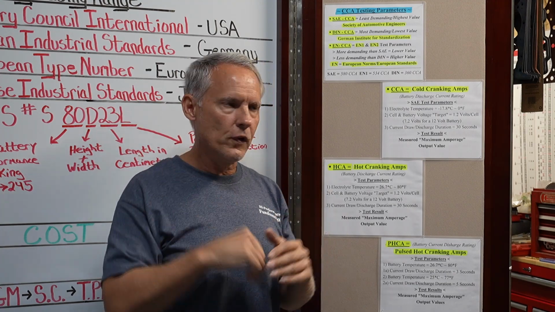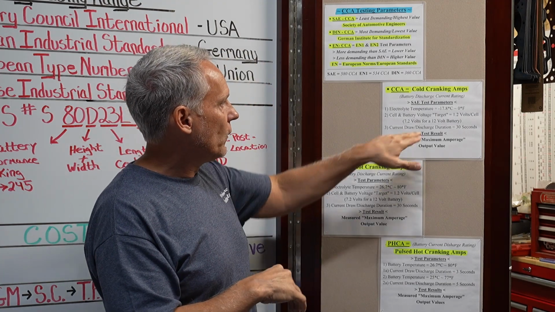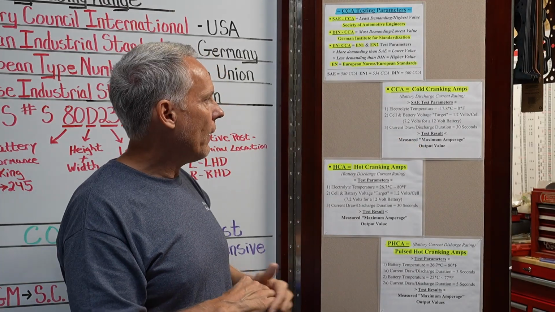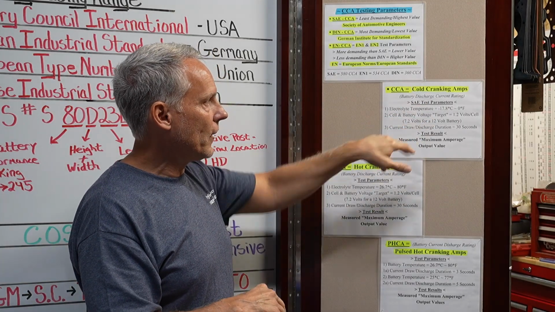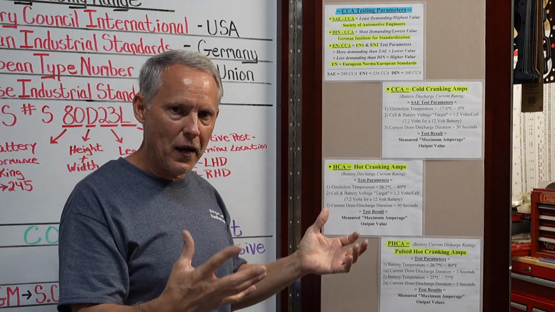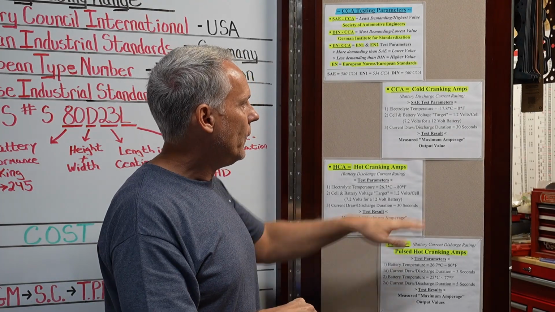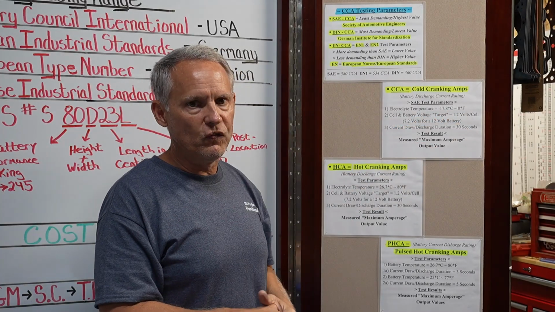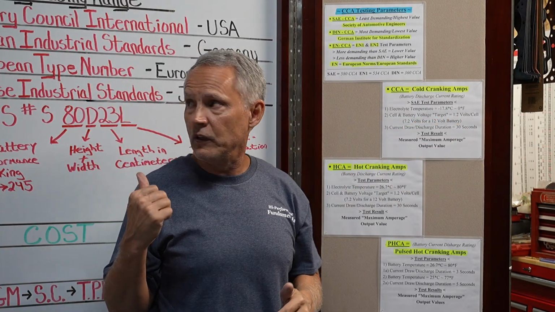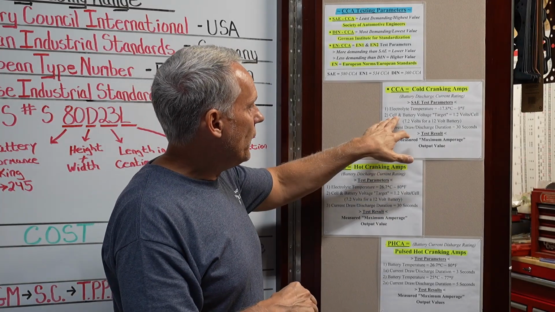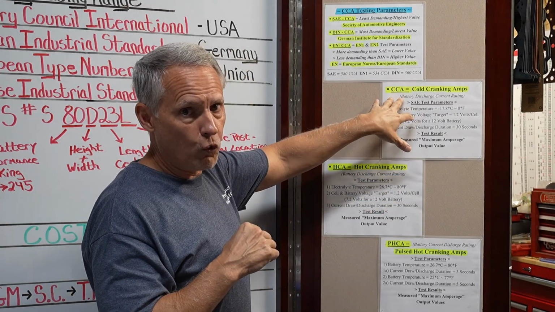Because of the temperature difference. So let's go over the test parameters. Once again, cold cranking amps, battery discharge current rating. The SAE test parameters: the electrolyte temperature for a fully charged battery, after the voltage is stabilized, is negative 17.8 degrees Celsius, or 0 degrees Fahrenheit, which compares to 32 degrees Fahrenheit or 0 degrees Celsius for cranking amps compared to cold cranking amps.